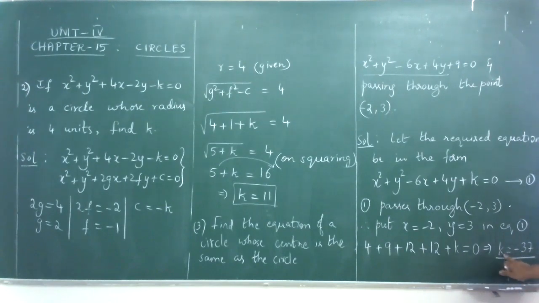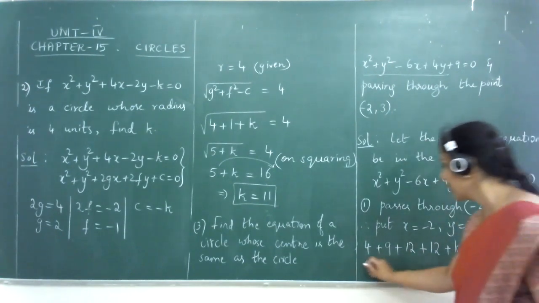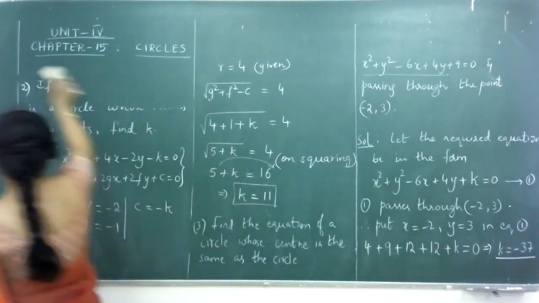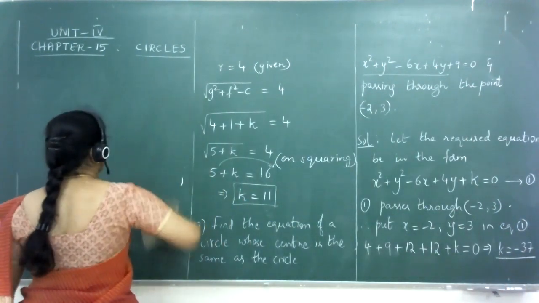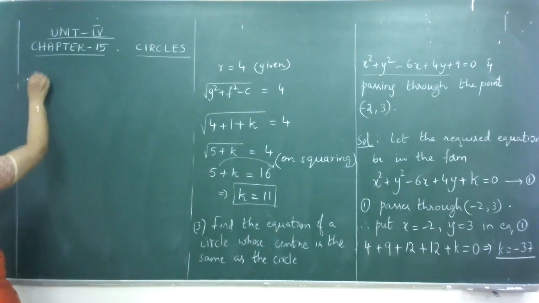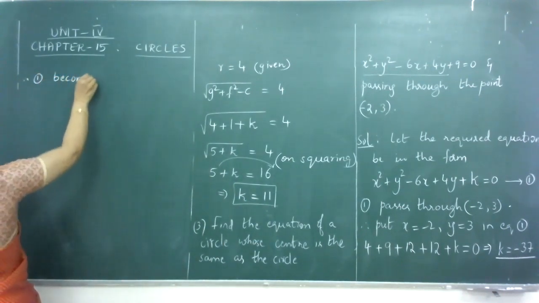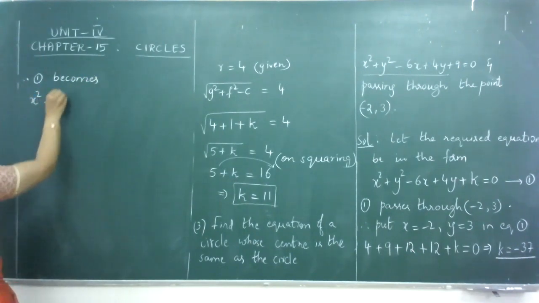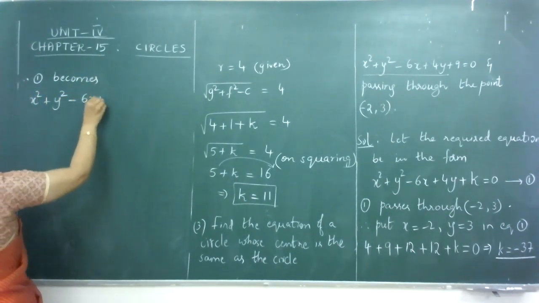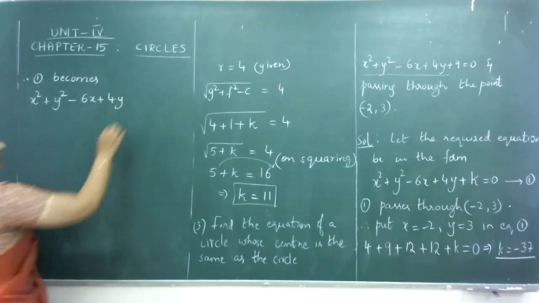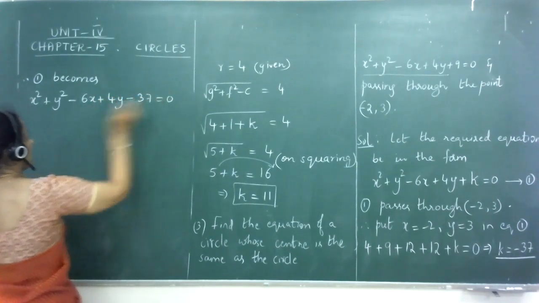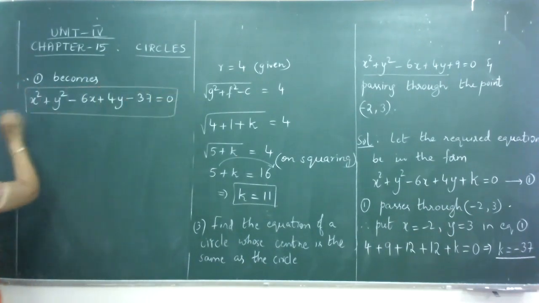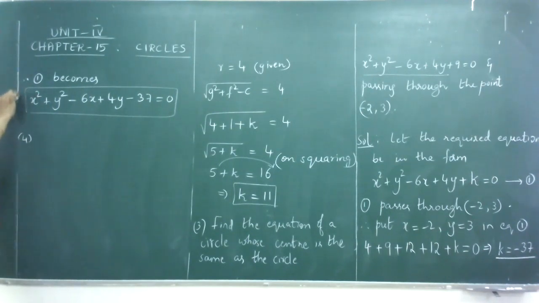Now what should you be doing with this value of k obtained? Whatever value of k we obtain here must be back substituted in equation 1. So what do we get as the final answer? Equation 1 becomes x squared plus y squared minus 6x plus 4y, for k it is minus 37, so minus 37 equal to 0. And this solves the given problem. That answers the given question.